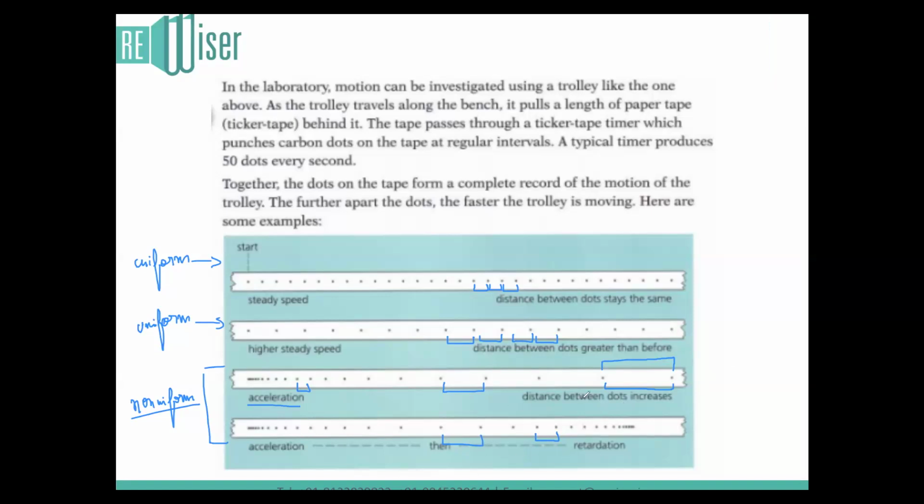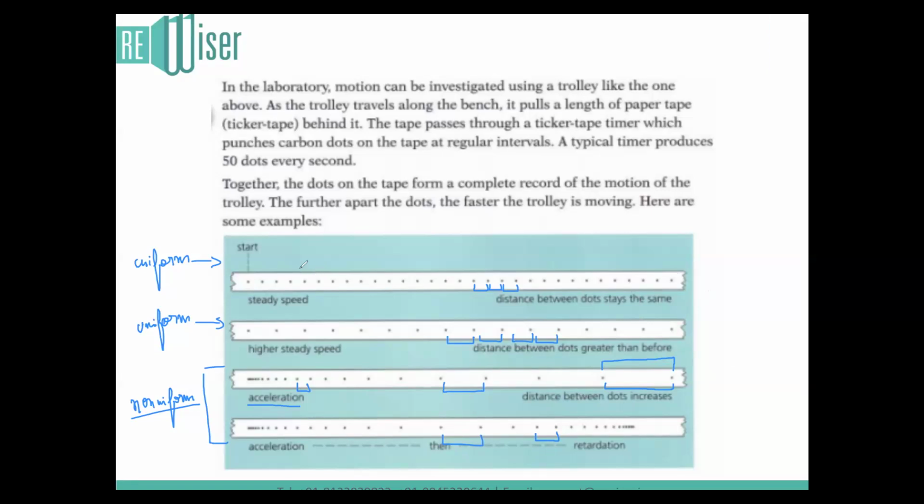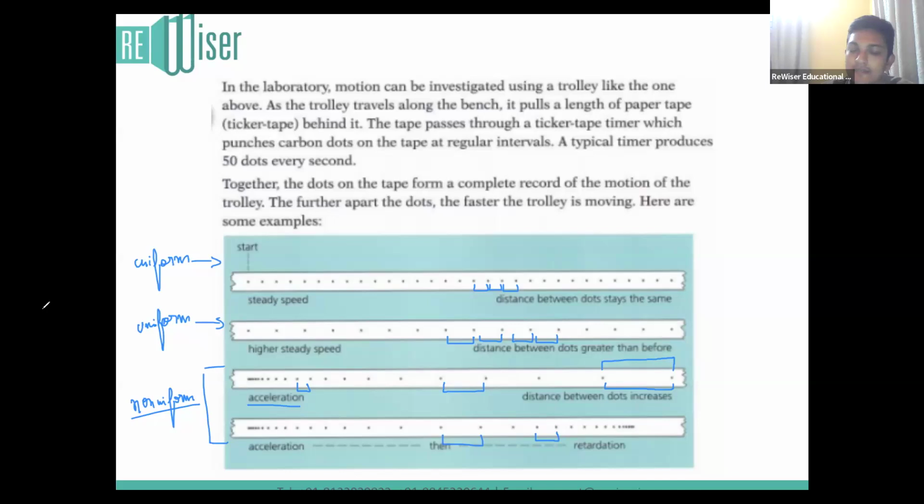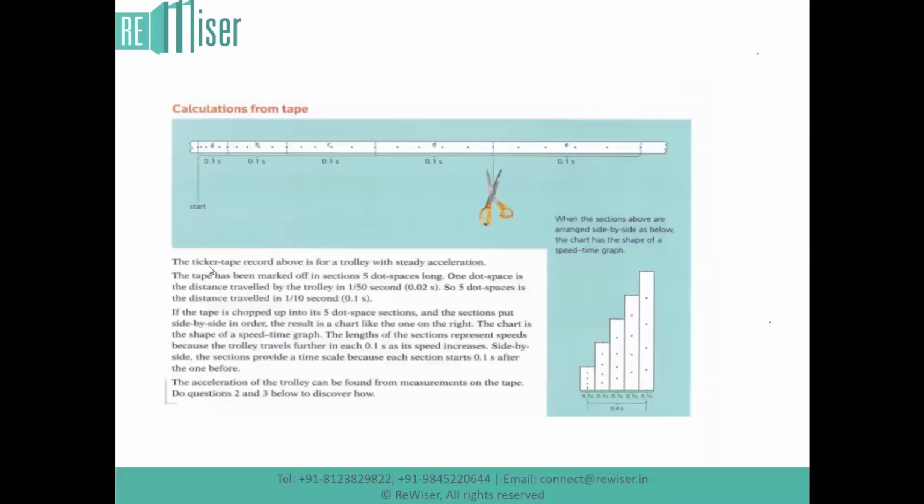And when the distance between the dots practically becomes 0, that means the body is in a state of rest. Any doubt in this? No. This is it. A ticker tape is again a tool for you to measure, understand, interpret motion. Calculations from tape: just measure the intervals. That's it. If there are 50 dots, then every 5 dots is going to give you 0.1 of a second. We will mention the divisions. Don't worry about that.